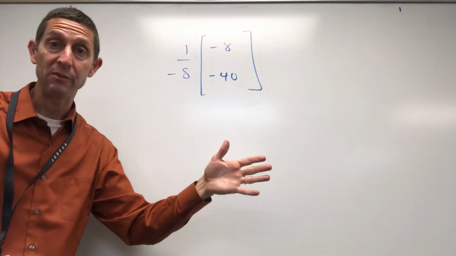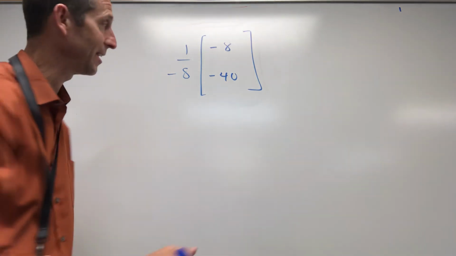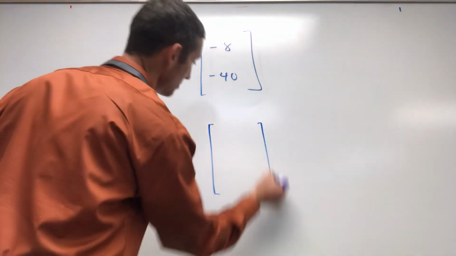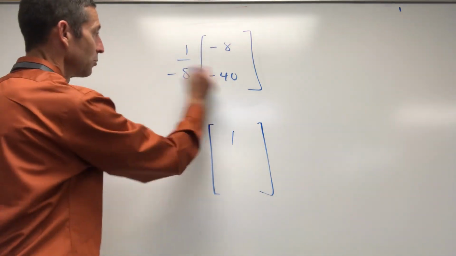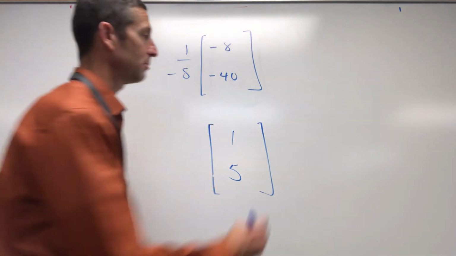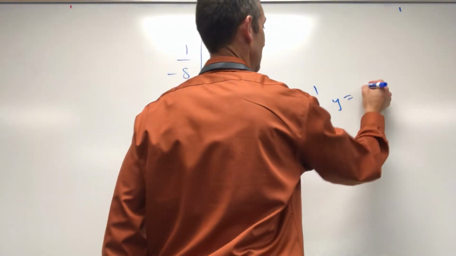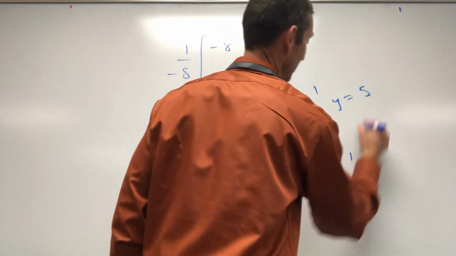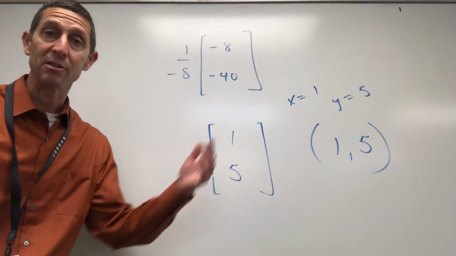Negative divided by negative equals positive. So it looks like both my answers turn out to be positive. 8 and 8 gives me 1, 40 and 8 gives me 5. So there you go. X equals 1, Y equals 5. And we write it as an ordered pair because we just solved by matrix algebra.